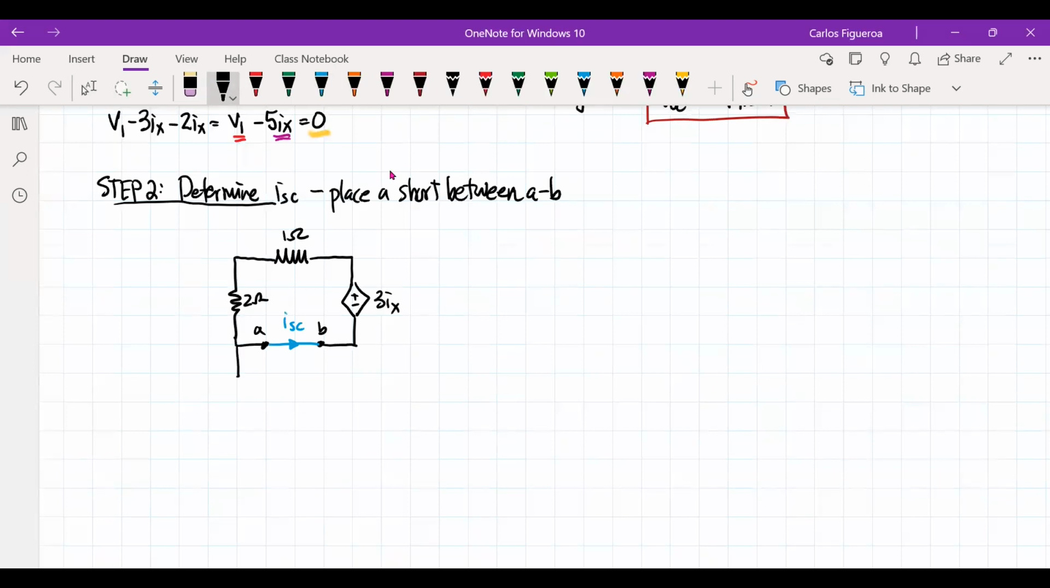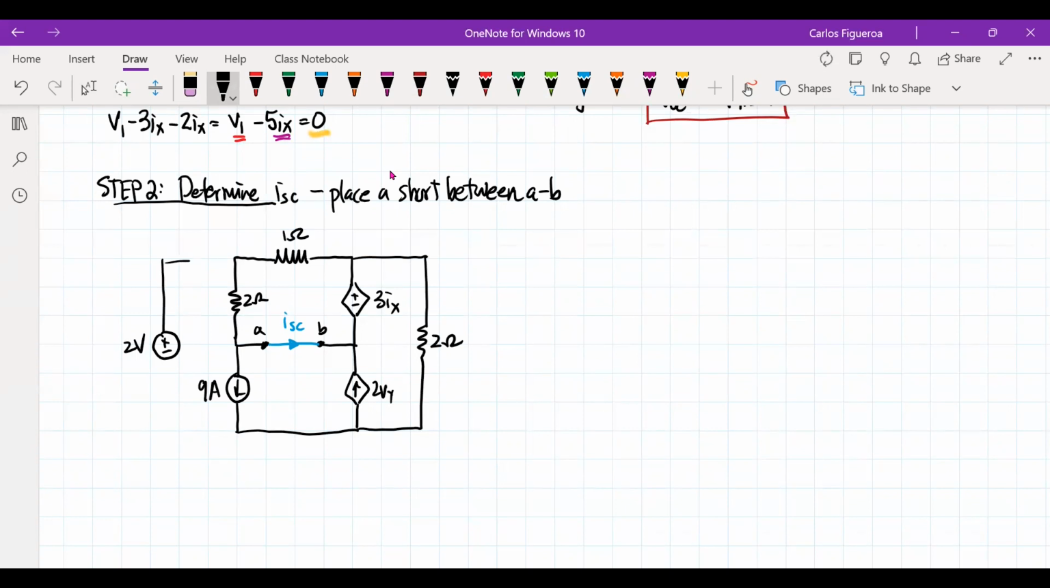So now if I finish my circuit, here's my 9 amp. Here's my 2VY. Now I have to put in my other resistor and my other source. Okay, so then I have IX going this way, and I have plus or minus VY.